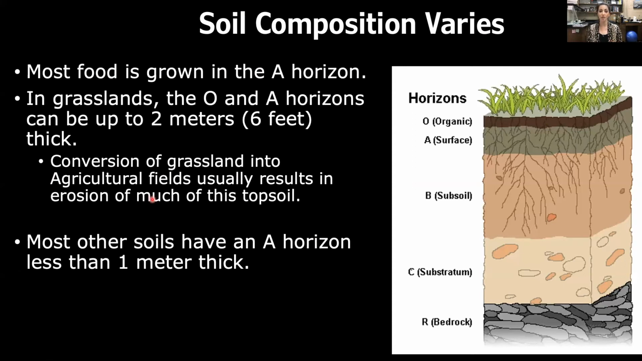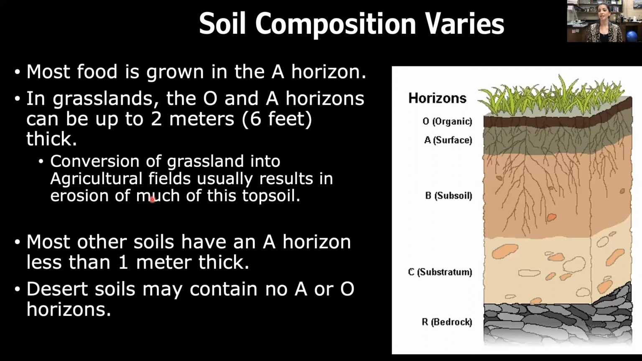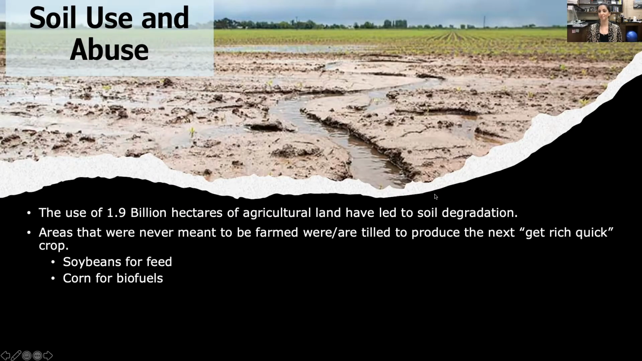But contrast that with a different biome like a desert. These desert biomes may contain no A or O horizons at all because, again, these are mainly composed of organic materials and we don't have a lot of productivity in deserts. So let's talk about soil use and abuse.